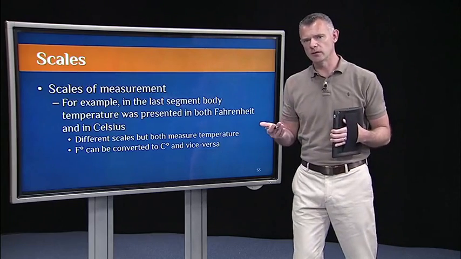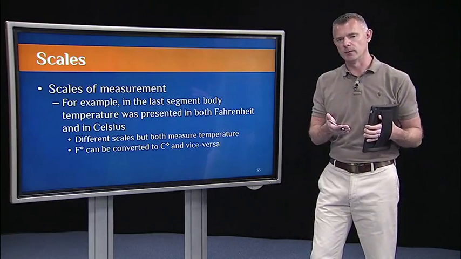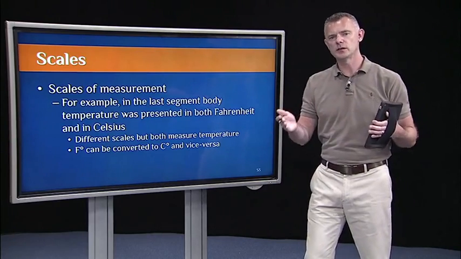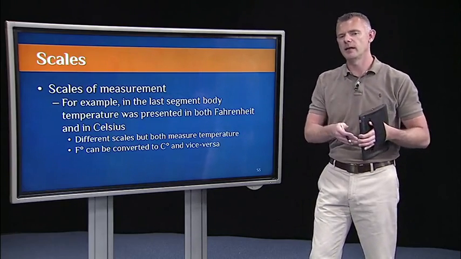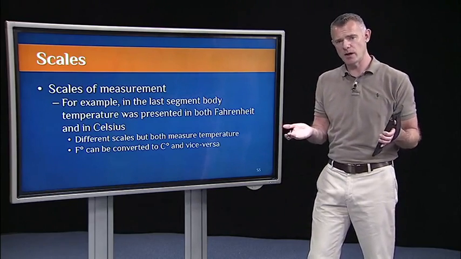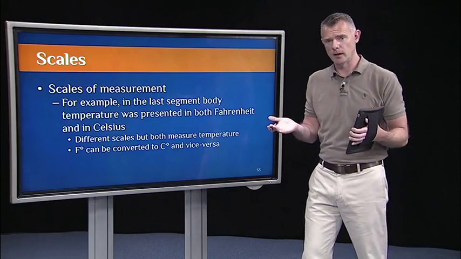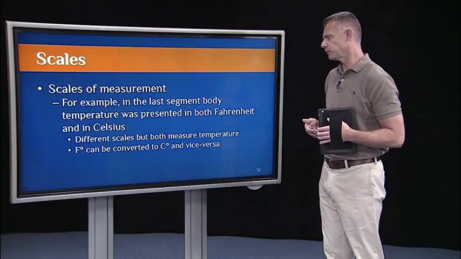We've already dealt with this in the last segment by looking at the body temperature example. For all those histograms, I presented the histograms first in degrees Fahrenheit, then in degrees Celsius. Those are just two different scales of measurement to measure temperature, right? So I think we're all used to dealing with scales of measurement.